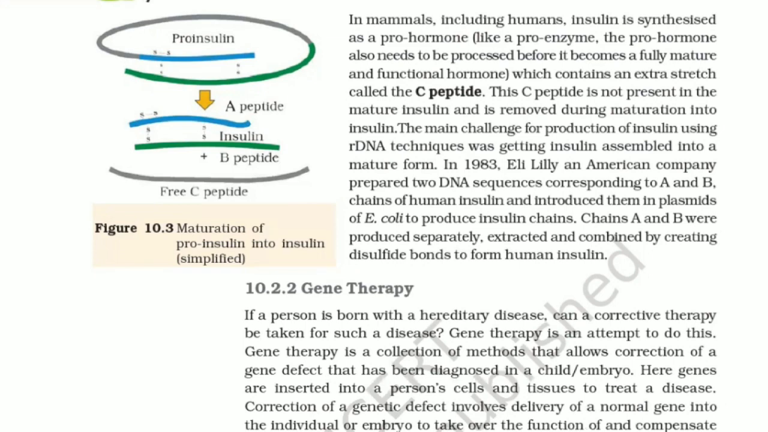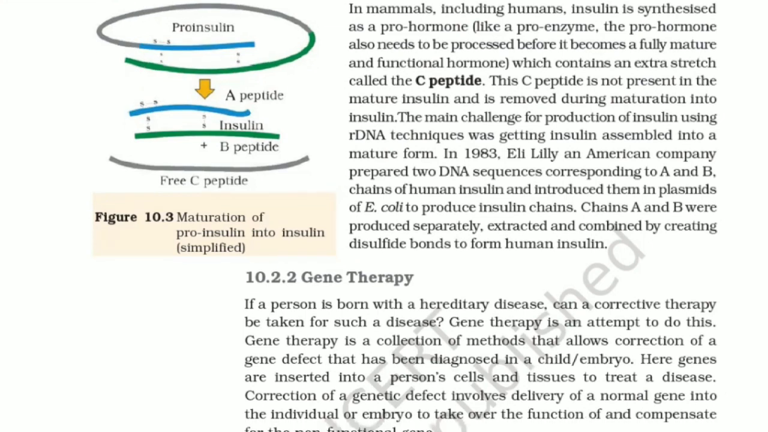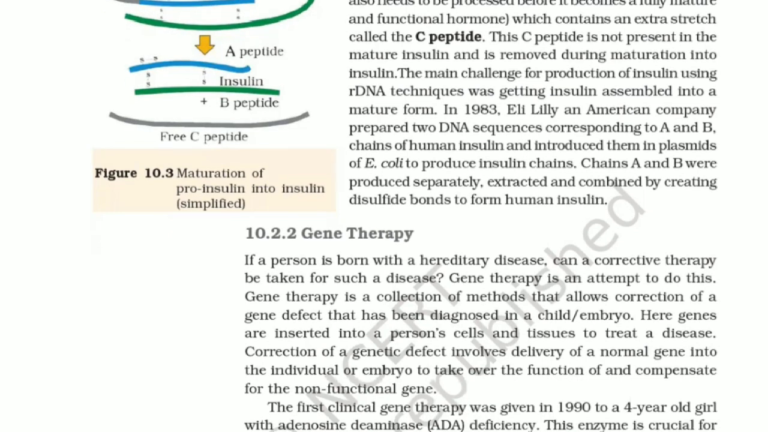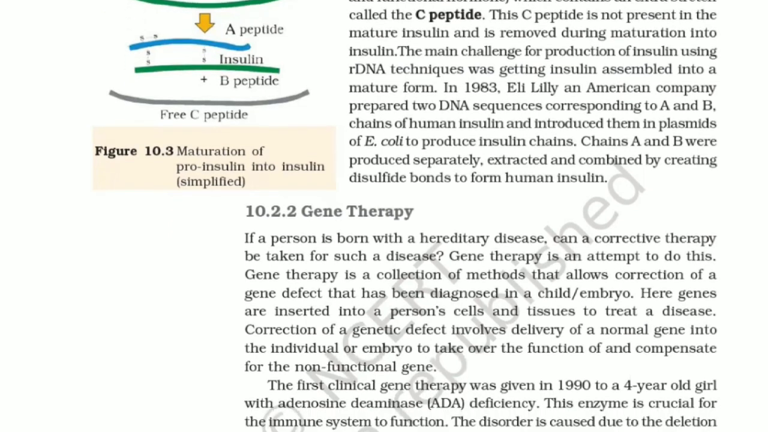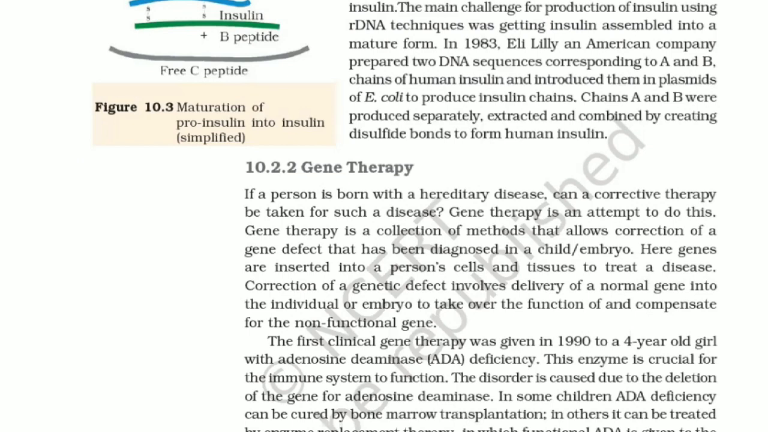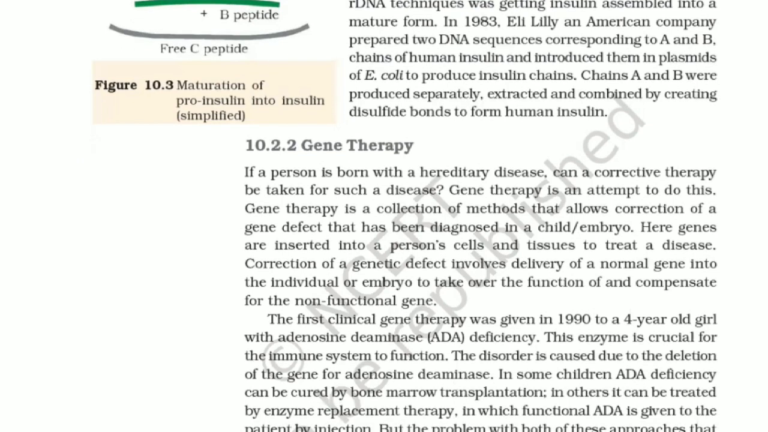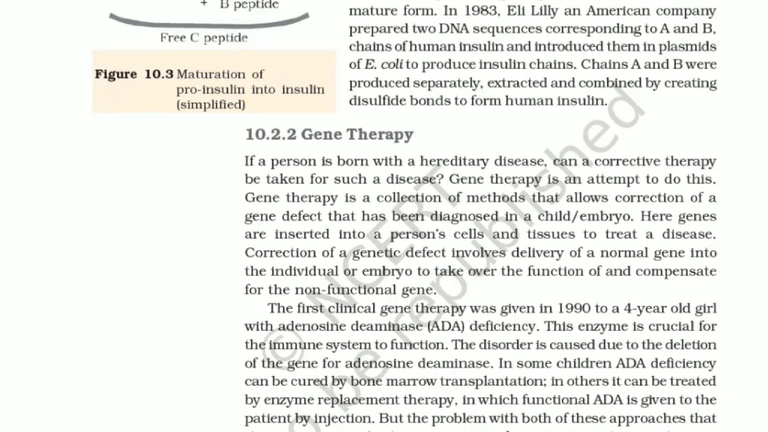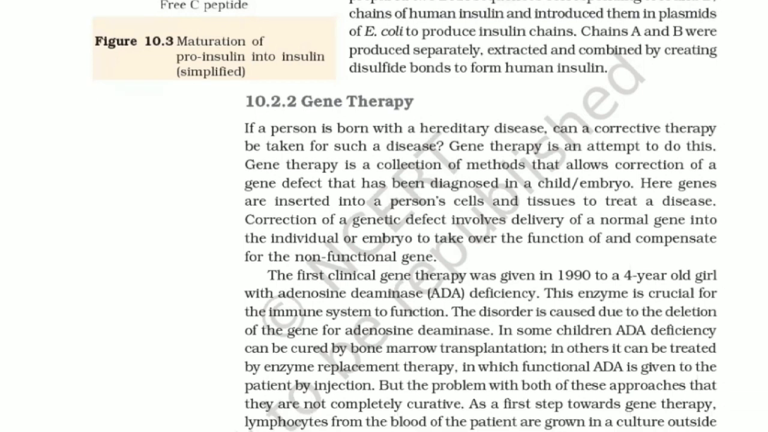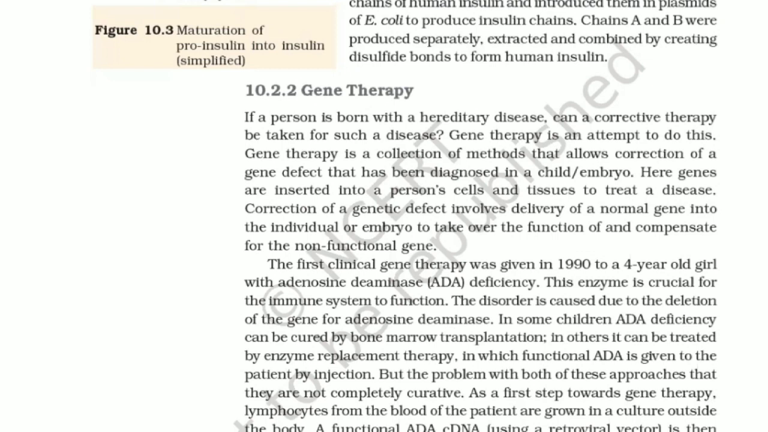The C peptide is not present in the mature insulin and is removed during maturation into insulin. The main challenge for production of insulin using rDNA techniques was getting insulin assembled into a mature form. In 1983, Eli Lilly, an American company, prepared two DNA sequences corresponding to A and B chains of human insulin and introduced them into plasmids of E. coli to produce insulin chains. Chain A and chain B were produced separately, extracted and combined by creating disulfide bonds to form human insulin.